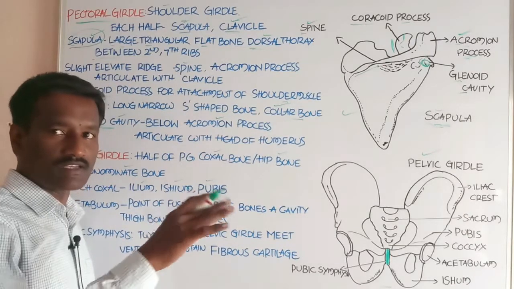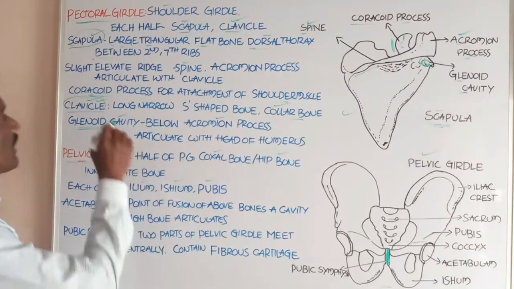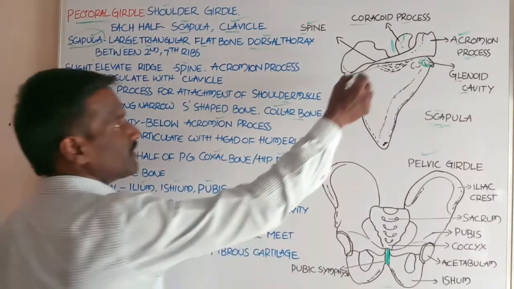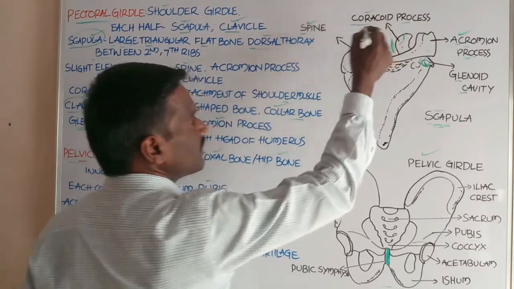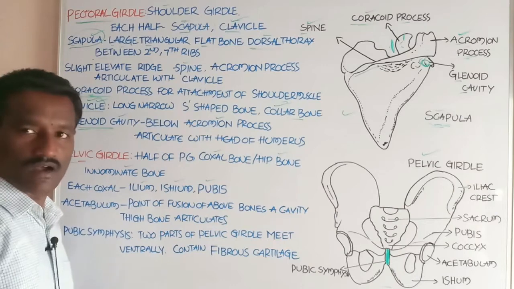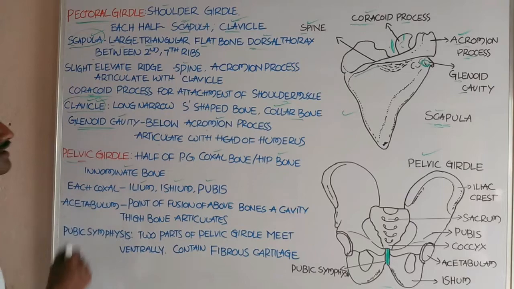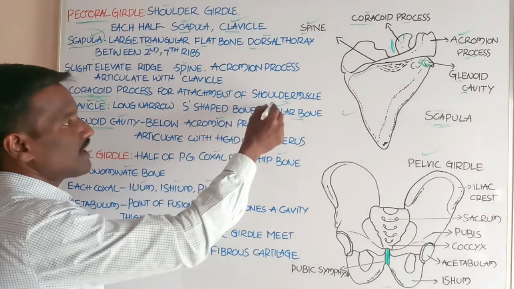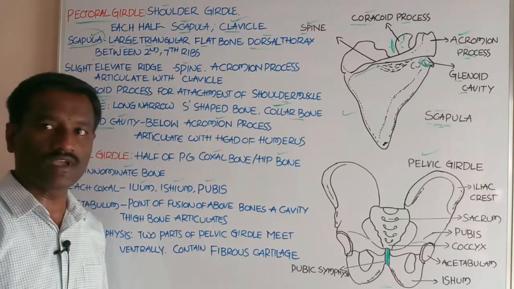The clavicle is the other bone present in each half of the pectoral girdle. Next is the coracoid process. There is also another process-like arrangement called the coracoid process. It attaches to the shoulder muscle. And the clavicle is a long, narrow, S-shaped bone. It is also called the collar bone, which is present above the first pair of ribs.